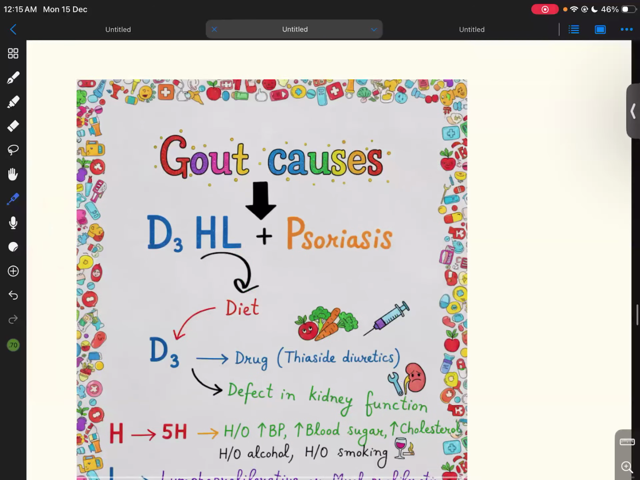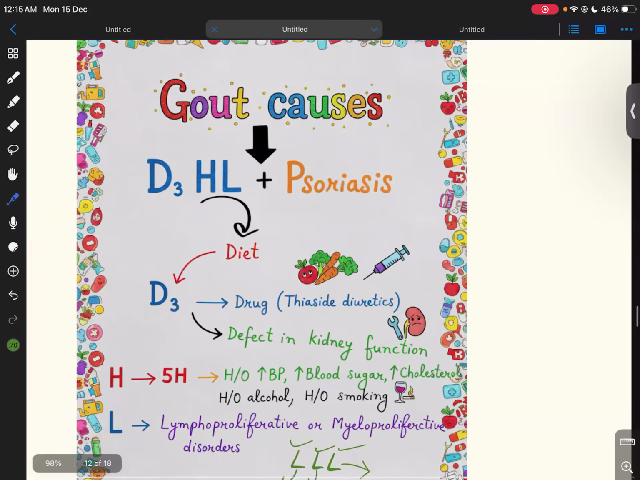So DHL plus psoriasis you have written. What does that mean, sir? Gout causes DHL plus psoriasis? Psoriasis patient can also have gout. Okay. So it means DHL. I think you know what DHL means. It is actually a company. Yes. Yeah. This goes for DHL plus psoriasis. Yes, sir.